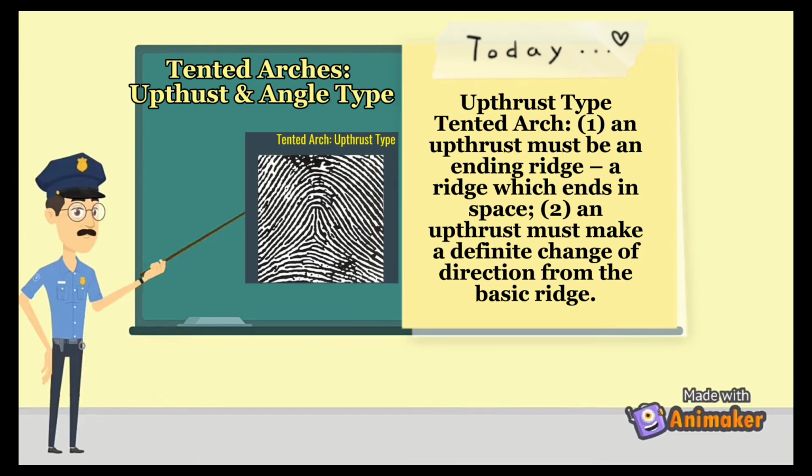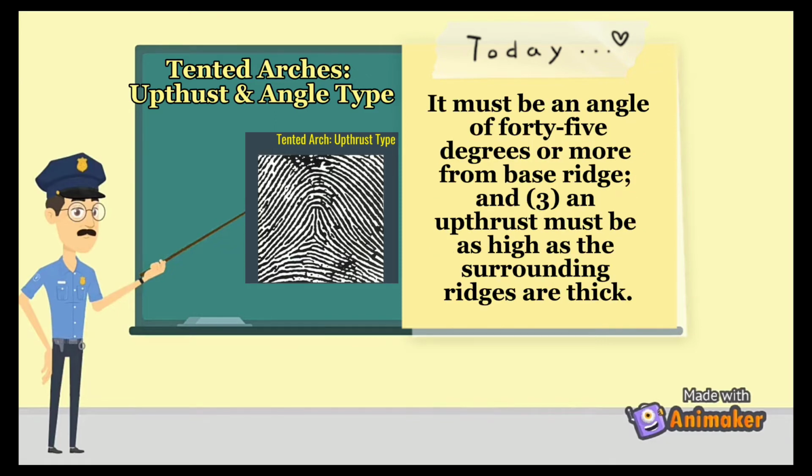Upthrust type tented arch: 1. An upthrust must be an ending ridge, a ridge which ends in space. 2. An upthrust must make a definite change of direction from the basic ridge. It must be an angle of 45 degrees or more from the base ridge. And 3. An upthrust must be as high as the surrounding ridges are thick.